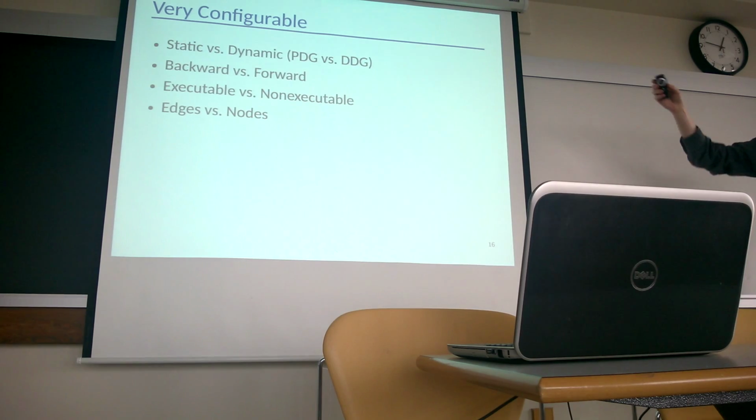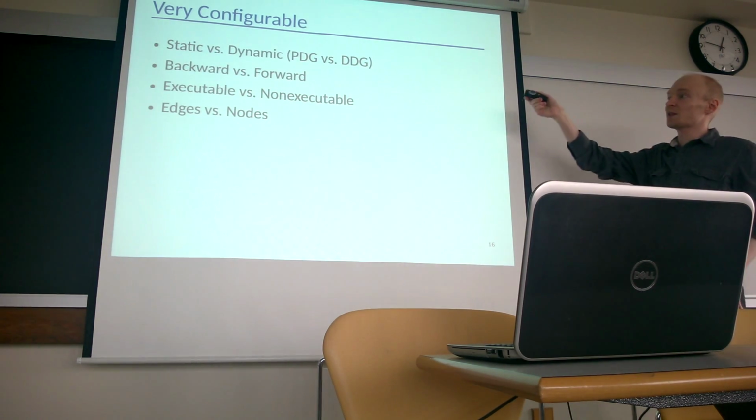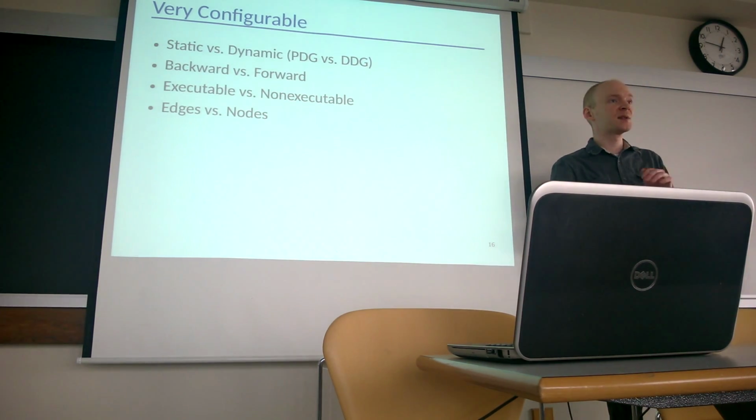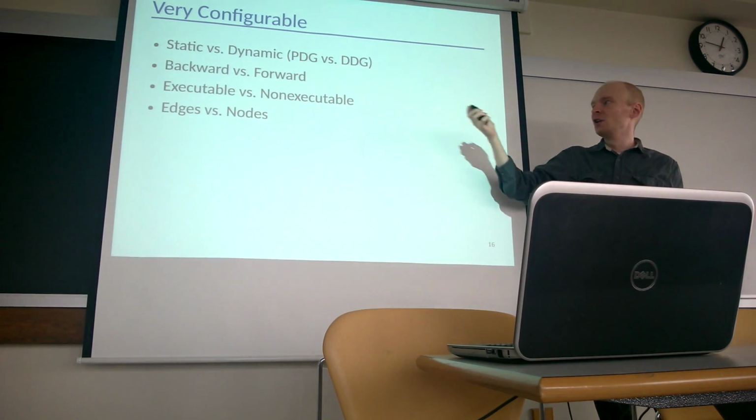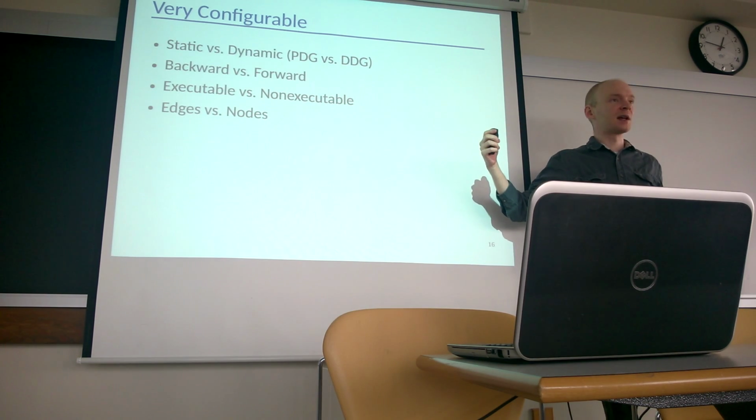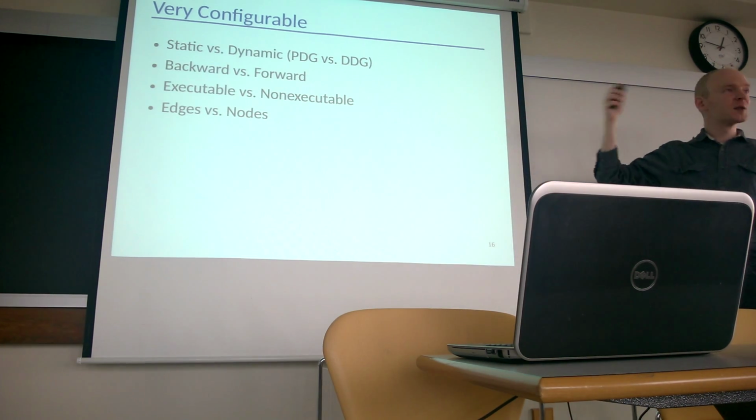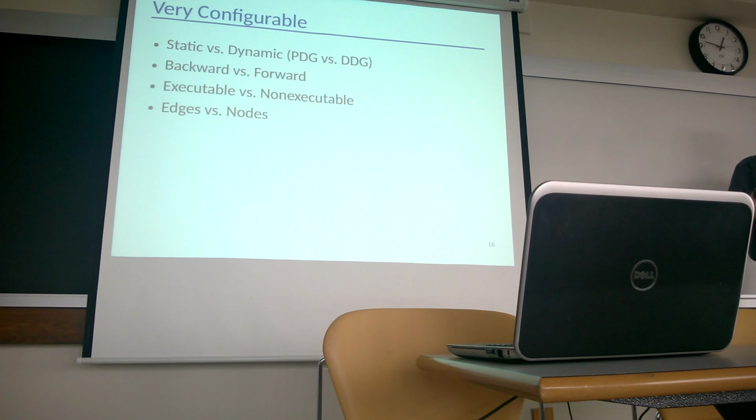Okay. There are several different ways that you can do slicing. You can have static slicing versus dynamic slicing, program dependence graph versus the dynamic dependence graph. You can have backward versus forward slices. You can have executable versus non-executable slices. Sometimes when you rip the slice out of the program, you can actually execute that code you ripped out. Sometimes you can't, depending on what techniques you use.